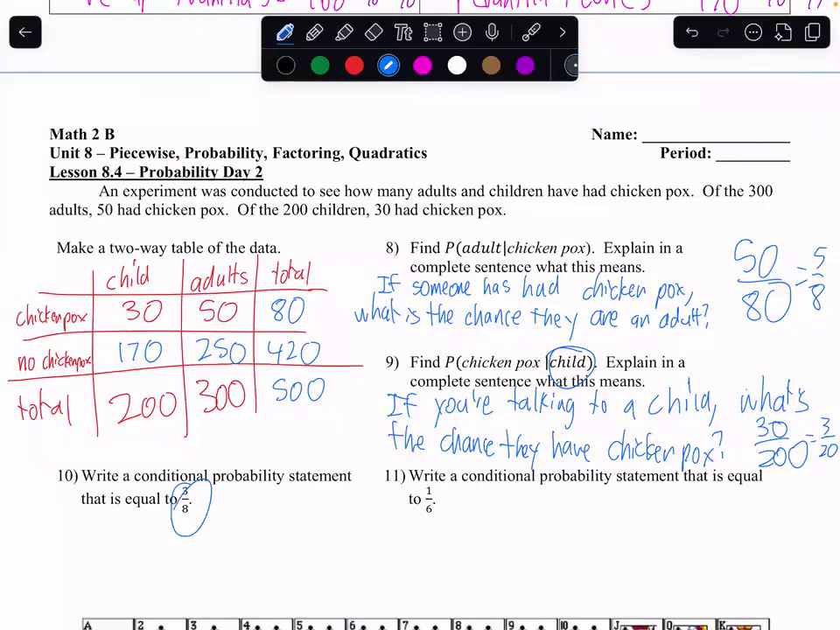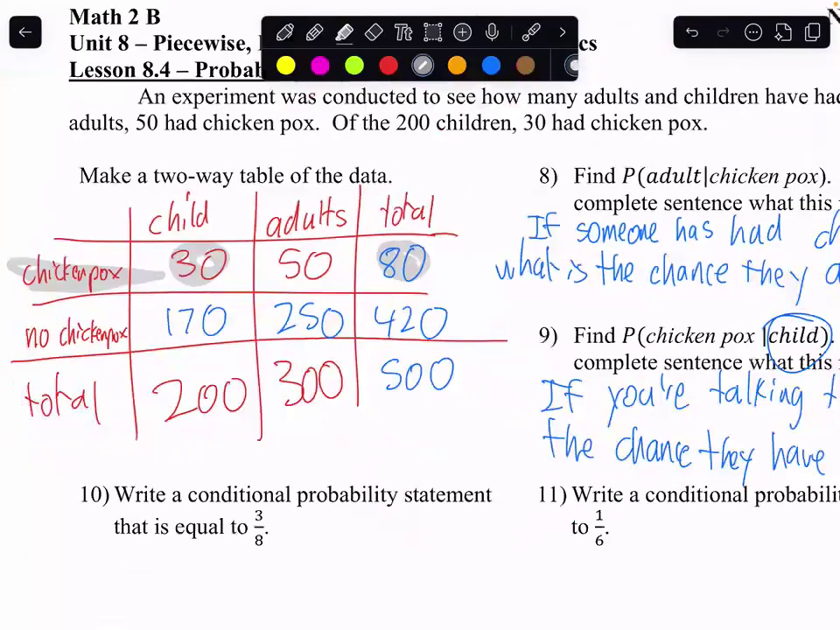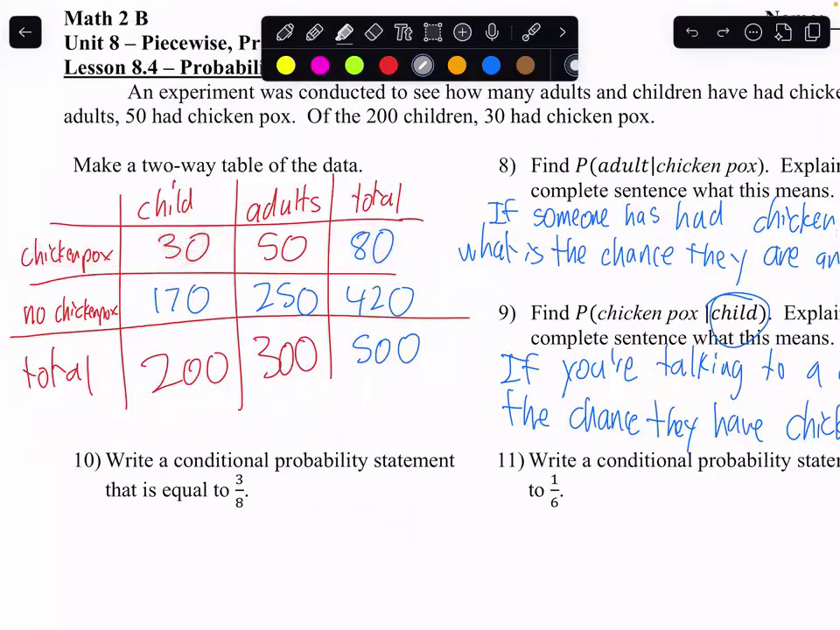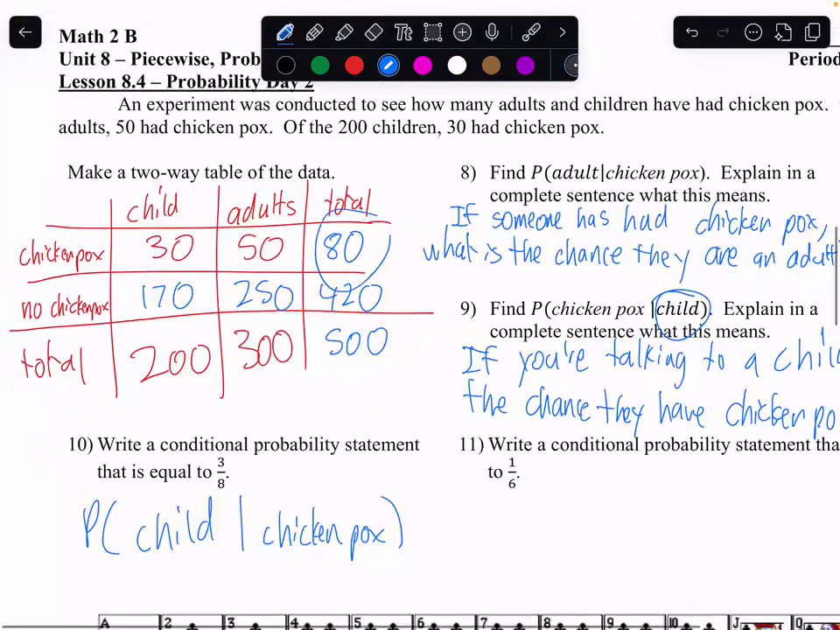Here, I asked you to come up with a probability that is equal to 3/8. So you're looking for something that reduces to 3/8. So 30 out of 80 would do it. That means the given needs to be the chickenpox, and the success needs to be child. Because again, that would be 80 as the given denominator. So 30 over 80 reduces to 3/8.